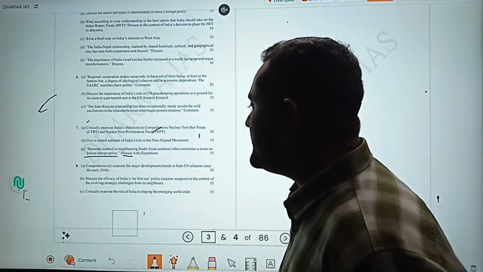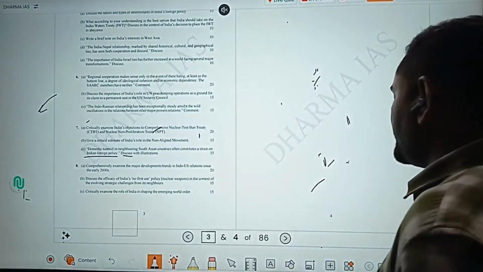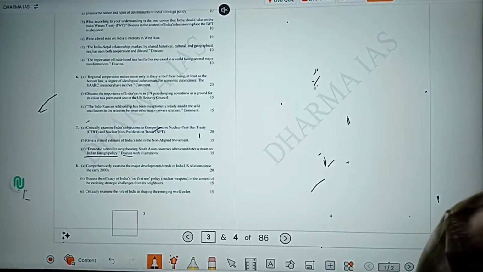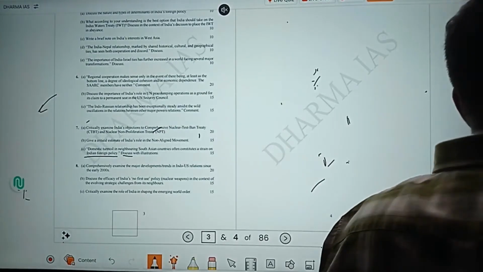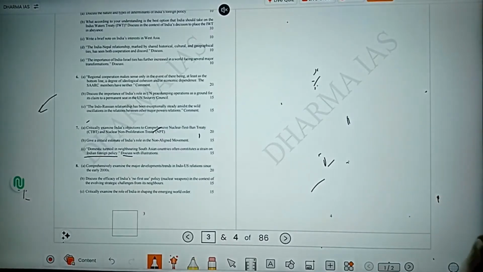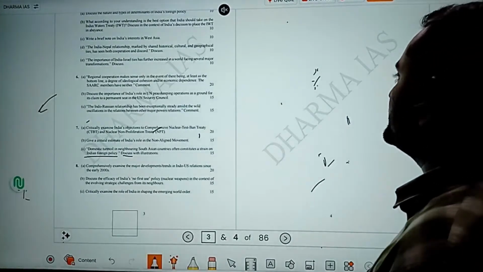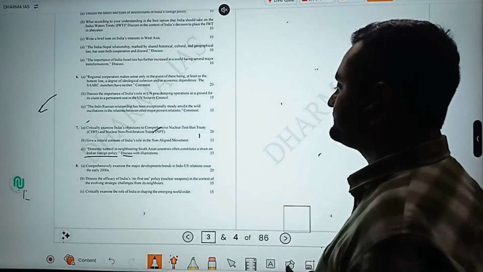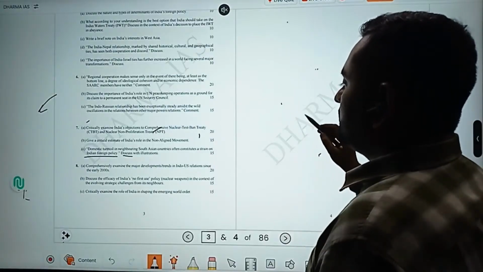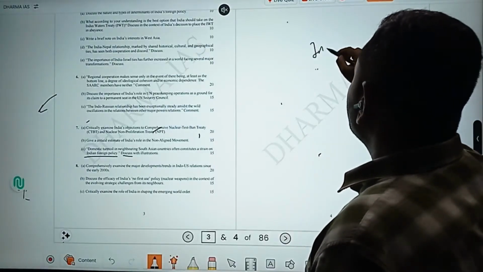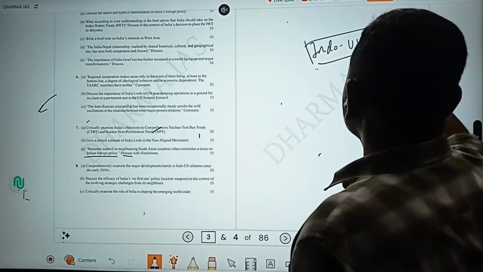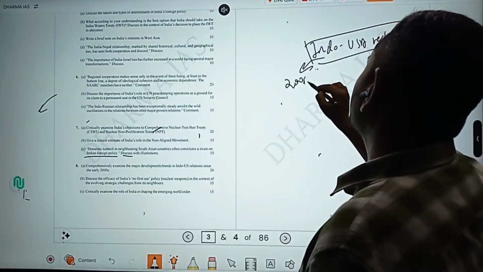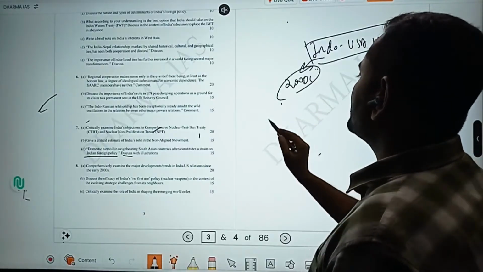Question 8A: comprehensively examine the major developments and trends in Indo-US relations since the early 2000s. Okay, from 2000. Indo-US relations since the 2000s, or the early 2000s. Okay, you can have that.